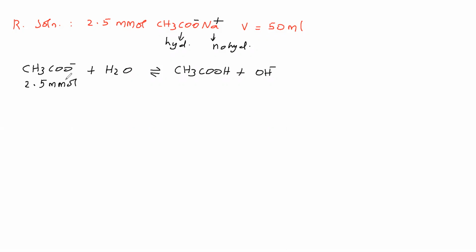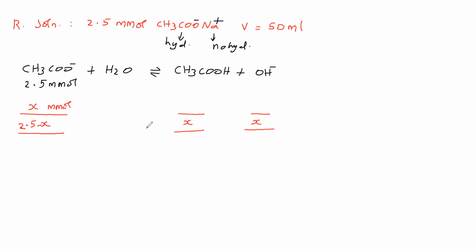And how much is undergoing hydrolysis? We will consider x millimoles undergoing hydrolysis. Therefore, how much remains at equilibrium? 2.5 minus x millimoles remain. How much acetic acid is produced? x millimole. How much hydroxide is produced? x millimole, we can take.